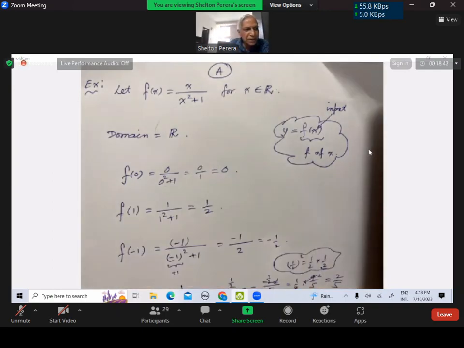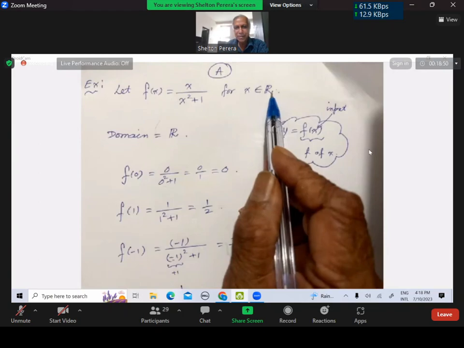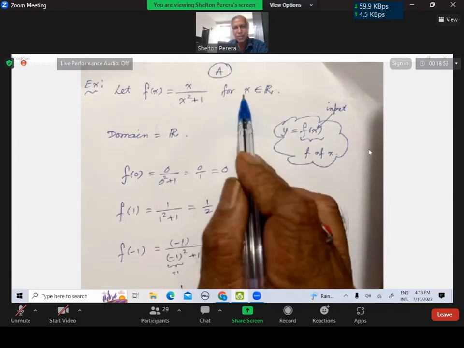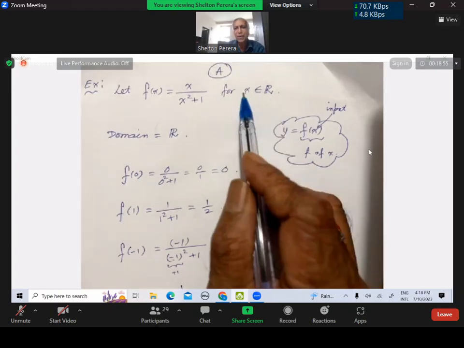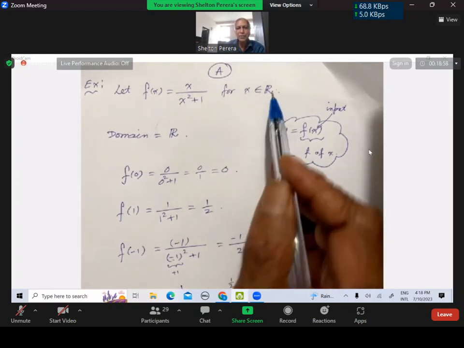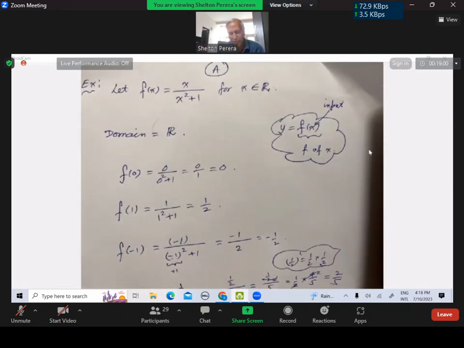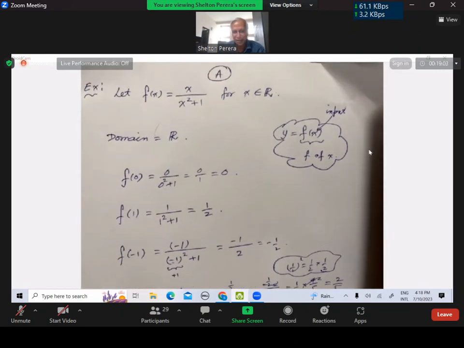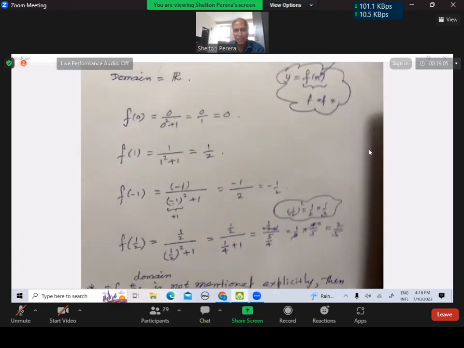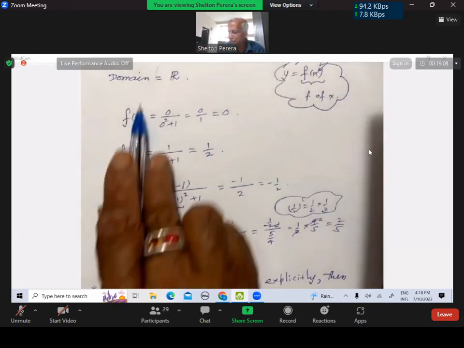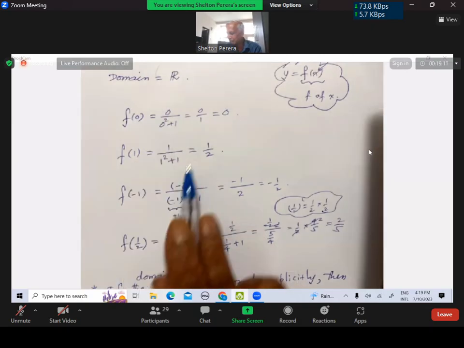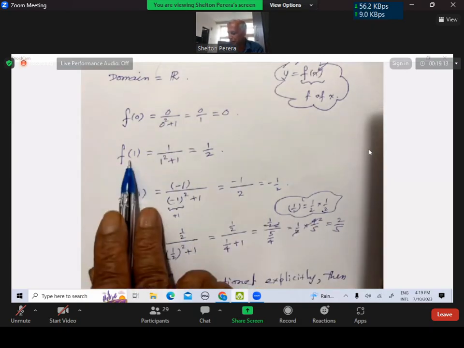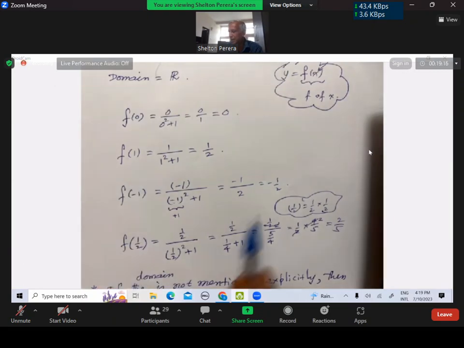What is the definition of the domain? Domain is the set of all inputs, allowed inputs. Allowed inputs are mentioned here. x is the input, no? Then they say for x belongs to R. This rule is valid for any real number x. So you need to identify the domain. So that is this exercise. I just computed f of 0. When you input 0, how to get the output? Input 1, input minus 1. I computed the output for those values.